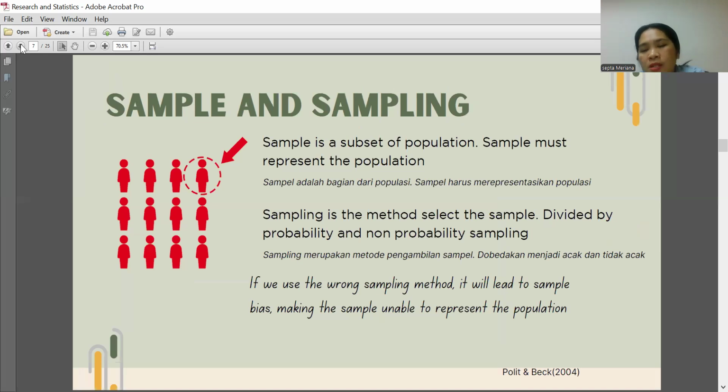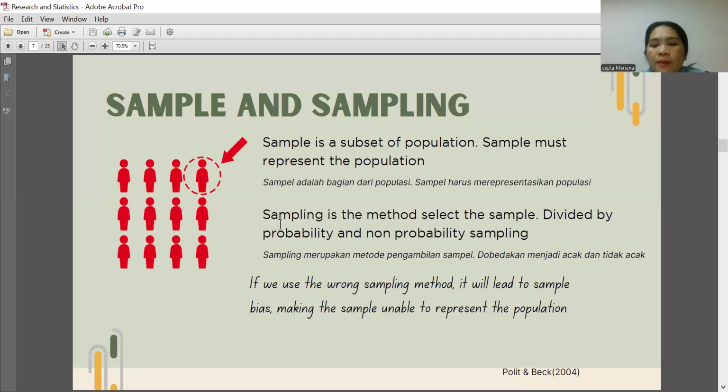So you already understand about the population. Now we are talking about the sample and the sampling. So the red people here are the population, and we take the samples. For example, we take 1 as the sample. So the sample is a subset of the population, and the sample must represent the population.